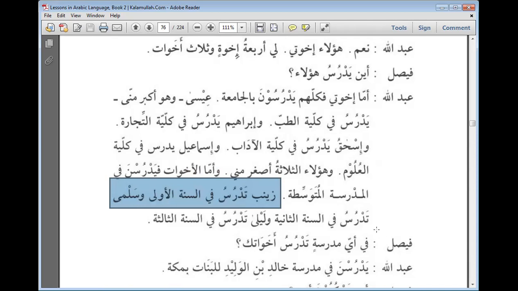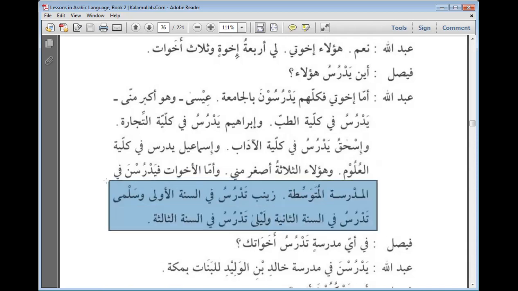Remember I said earlier in the passage to please take special note of this form of the verb, which is tadrusu. Remember that? So you have darasa yadrusu. Then you have the ya changing to ta if it is masculine second person. When Faisal was asking Abdullah, Aina tadrusu, where do you study? He's speaking to who? Abdullah. So this was in second person masculine context.